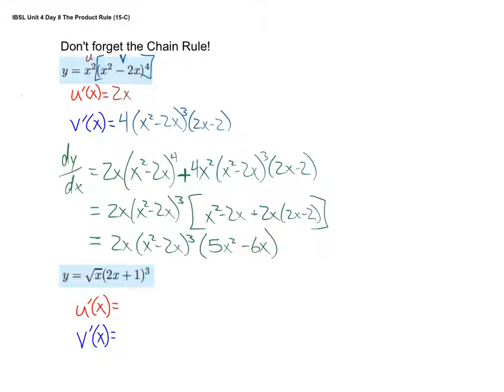So here we had to use the chain rule within the product rule. Okay? So, it's getting fun now. Wait until it's quotient rule with all of that.